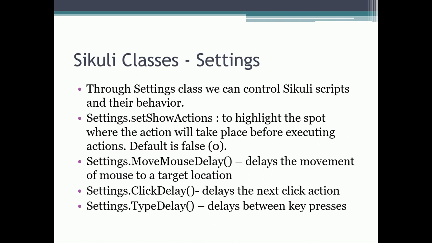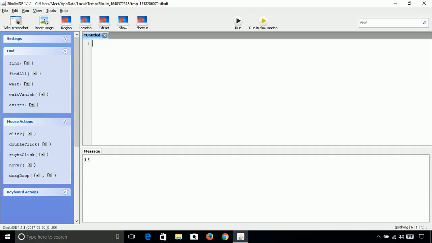Then another method available is move mouse delay. It will add delays to the movement of the mouse. Then another method is click delay. It will delay the next click action. And the last one is type delay. It will add delays between the key presses. Now let's see all these methods in a Sikuli script. Let's get started with the Sikuli settings class methods.